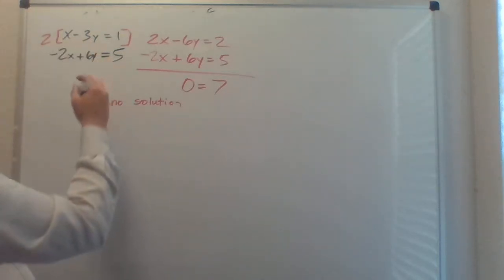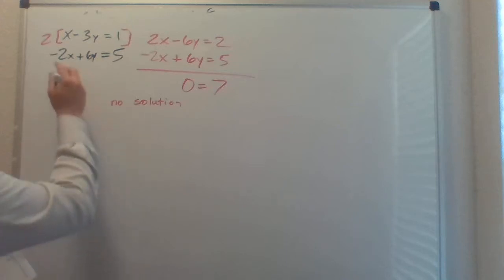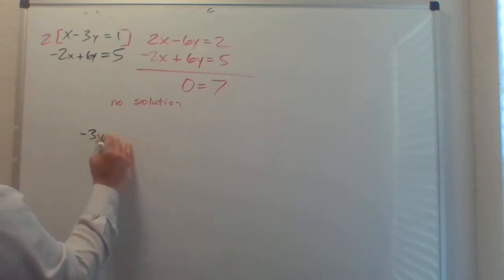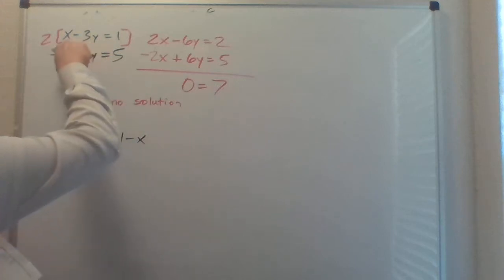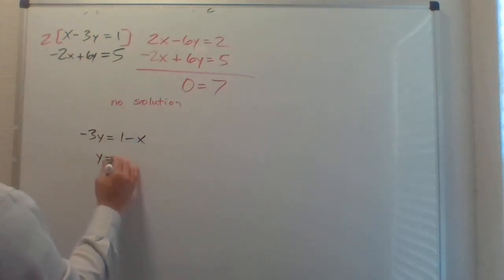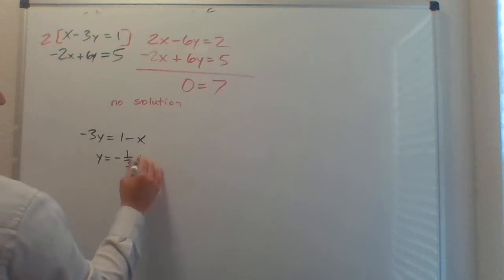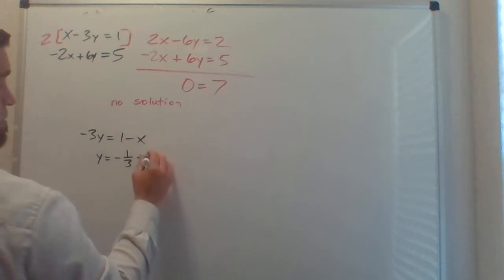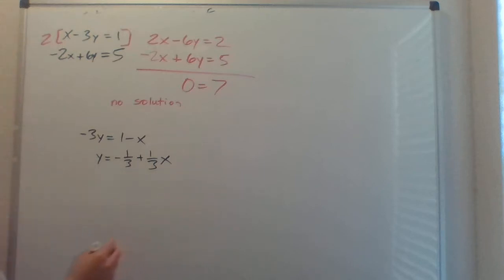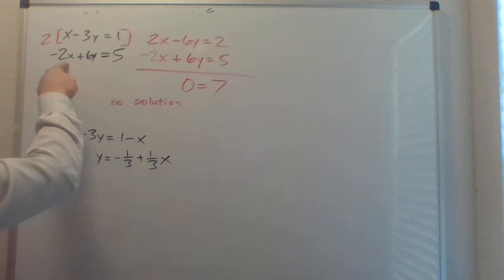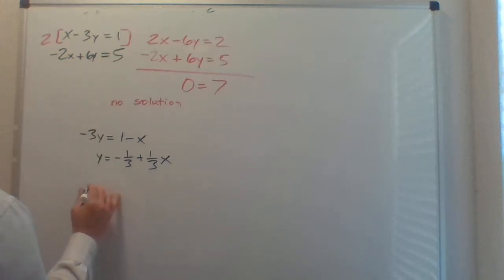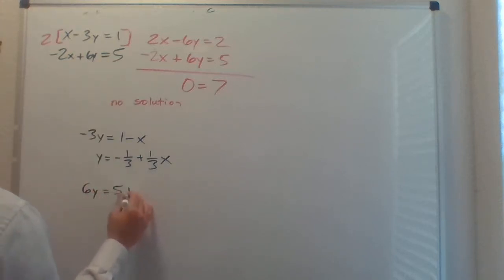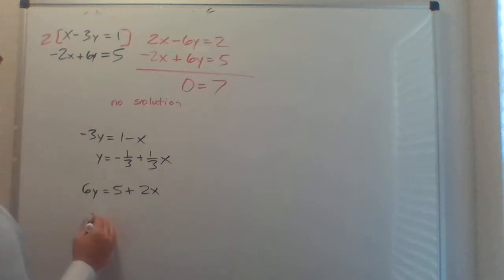What if I solve these for their graphs? So I'm going to subtract x from here, and then divide by negative 3. So that would be positive 1 over 3x. So you'll get that graph. And then I'll do the same thing here. Add 2x, so you end up with 6y equals 5 plus 2x, and then divide by 6. But if you divide by 6 and you reduce, you actually end up with 1 over 3.